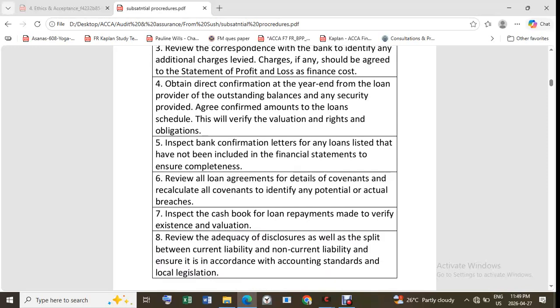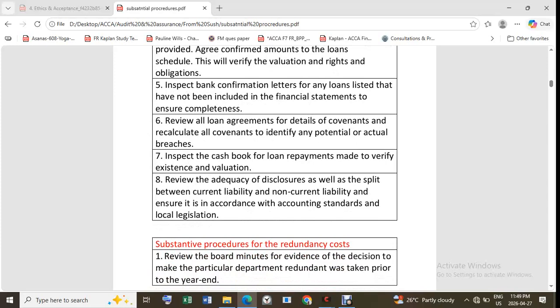Obtain direct confirmation at the year end from loan provider of the outstanding balance and any security provided. Agree confirmed amount to the loan schedules. This will verify the valuation and rights and obligations. Inspect bank confirmation letter for any loan listed that has not been included in the financial statement, to ensure completeness.